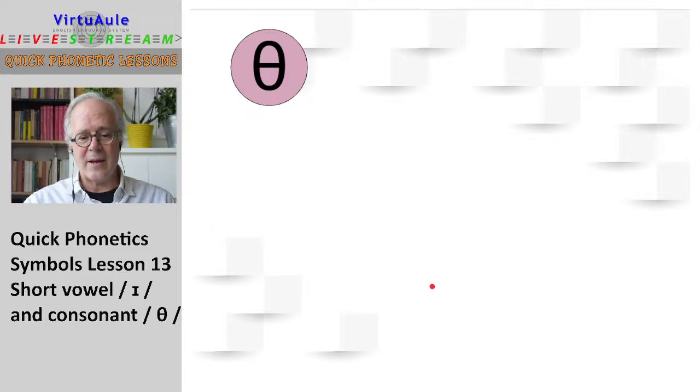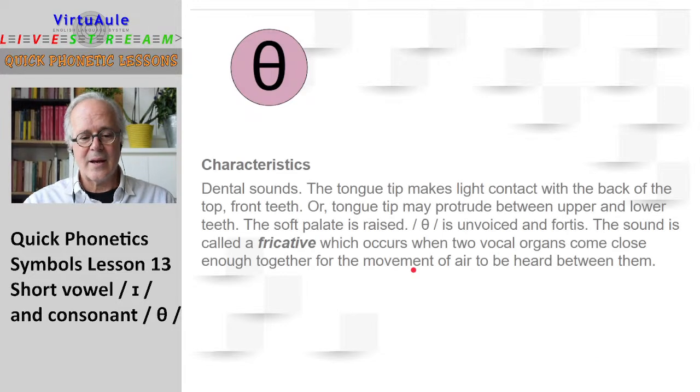Now, the tricky TH. Characteristic. This is a dental sound. Okay, you engage your teeth. The tongue tip makes light contact with the back of the top front teeth. Or the tongue tip may protrude between the upper and the lower teeth. It may actually come out and you can see it visibly.